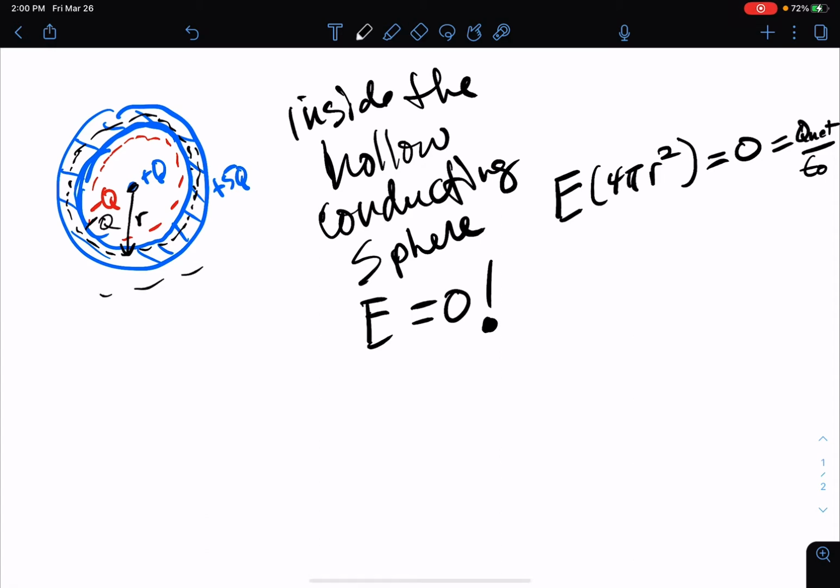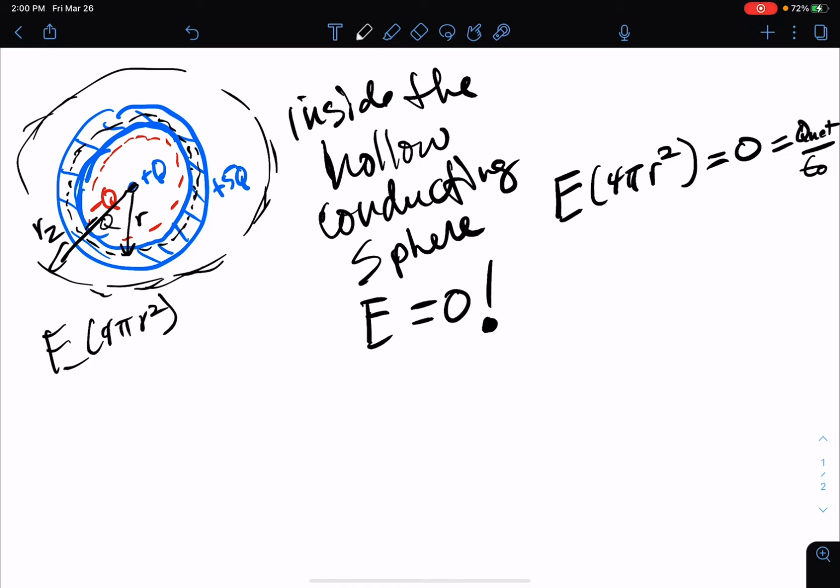So if we were to draw a Gaussian sphere way out here, and let's call that one R2, E times 4 pi R2 squared would equal 5Q over epsilon naught. And see, they've already told us that the net charge on the thing is 5Q. The only way that the combination of Gauss's law near the inner edge and Gauss's law on this far outer edge would work is if, due to induction, we end up with a negative Q on that inner edge. Okay? So I hope that one makes sense, but we're applying Gauss's law in a couple of different contexts there.